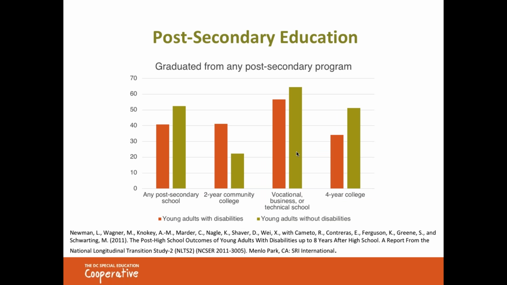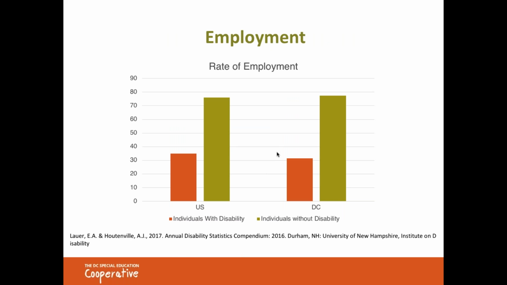This graph builds upon the previous by showing graduation from post-secondary education. As you see, individuals with disabilities are less likely to graduate from post-secondary education. Without proper education and training, individuals with disabilities are less likely to be employed. This graph compares the employment rate of individuals with disabilities to their non-disabled peers in the United States and in DC.